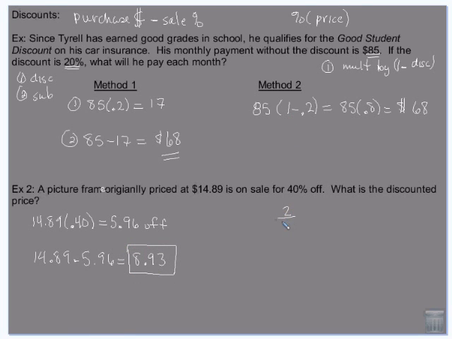Or method 2. We do 14.89 times 1 minus 0.4. And I'm going to get $8.93. Does anybody know?